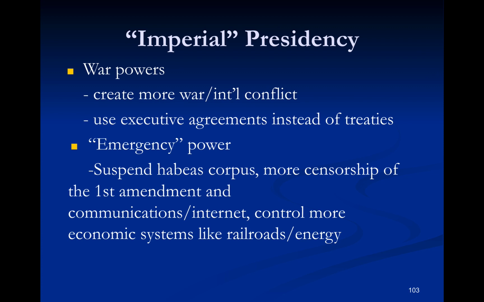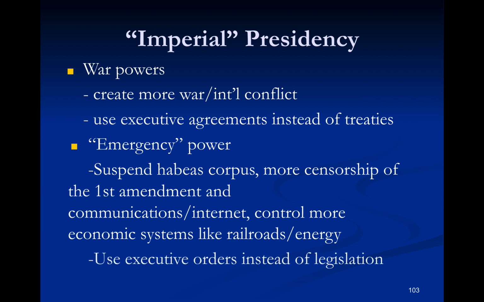Other things that are considered to imperialize the presidency: presidents are using a lot more executive orders today than actually getting legislation through Congress. Remember, going through the congressional path requires that you compromise with the other party. Presidents are kind of using executive orders to go around that.